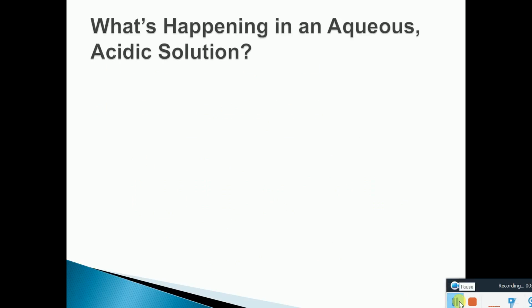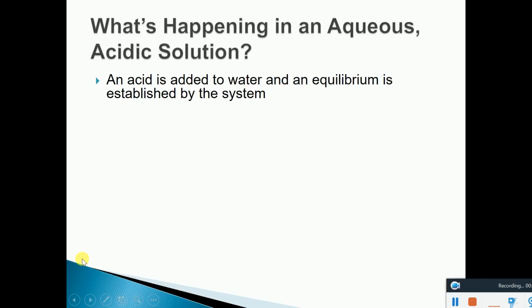So what's happening in an aqueous acidic solution? An acid is added to water, and equilibrium is established by the system. So we just talked about that, right? We add water to something, and then it establishes its equilibrium depending on the strength of the acid.